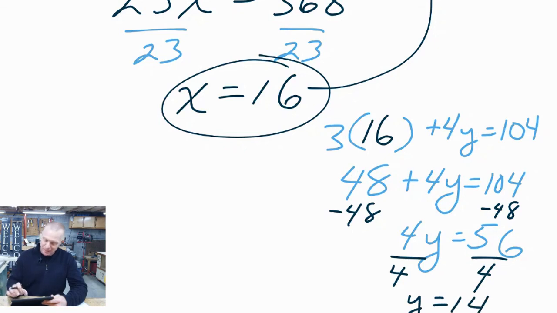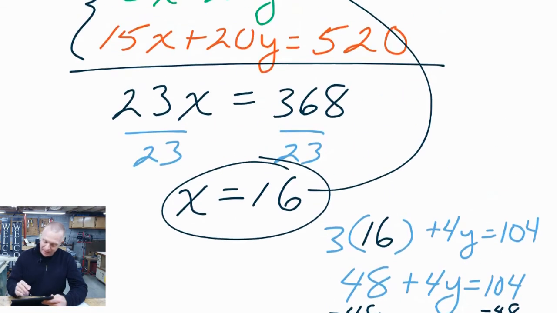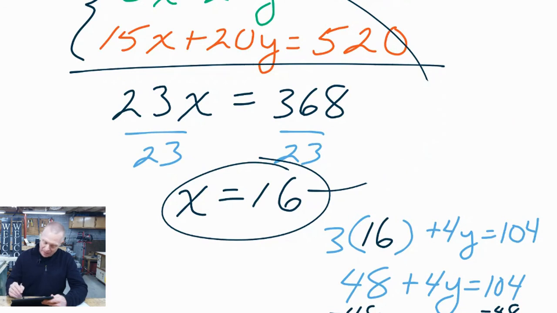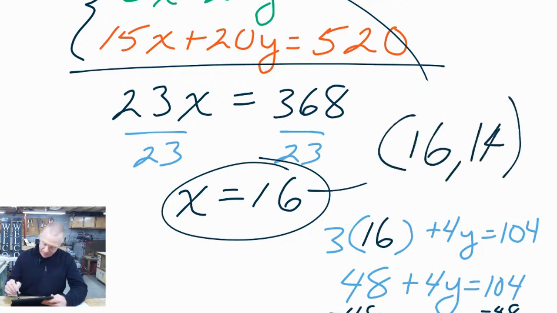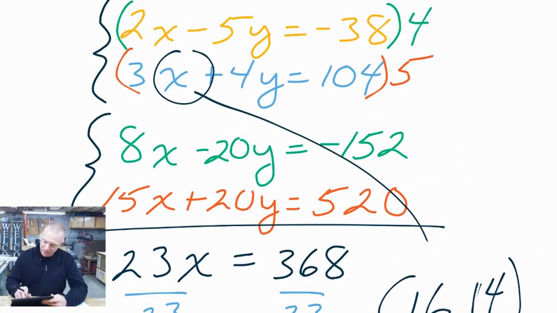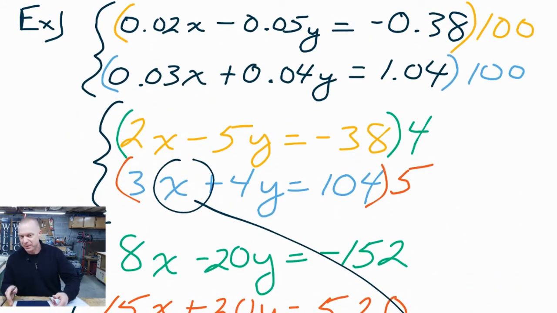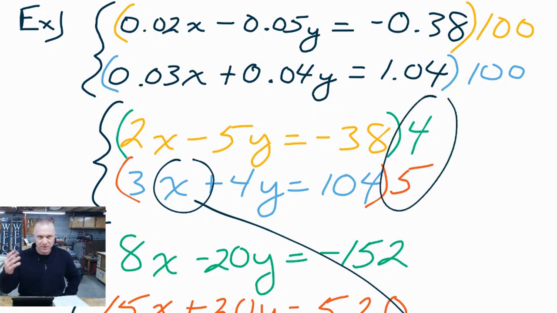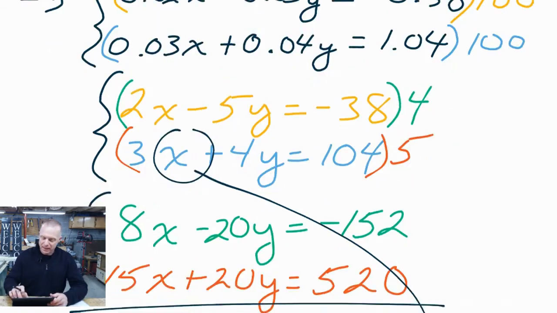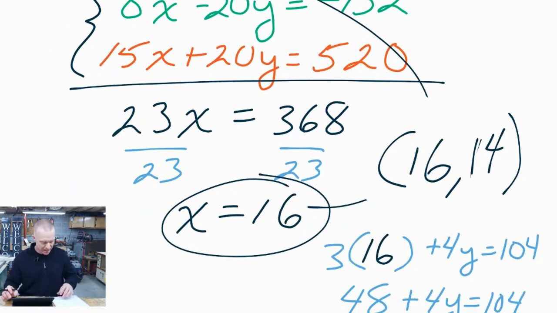All right, so we end up with a nice point here, which, remember, we want to write our answer as a point. So we get (16, 14). But just remember where this problem started. We multiplied everything by 100. It was definitely legal. And then I multiplied both equations by different numbers. The 4 and the 5 gave us the 20s. And from there, we used the elimination method and got our x and y.